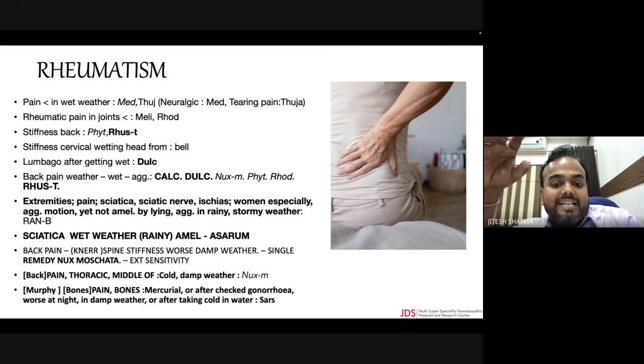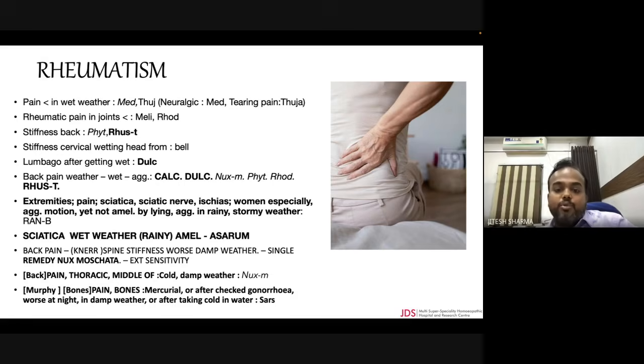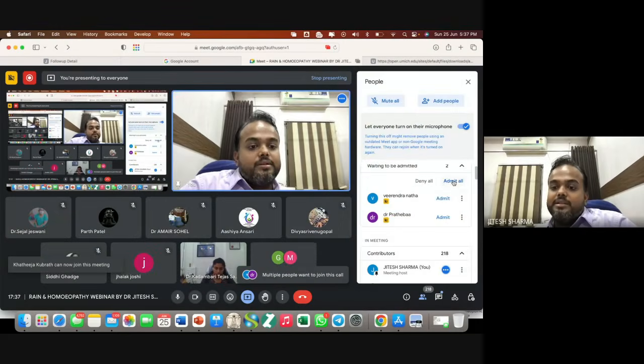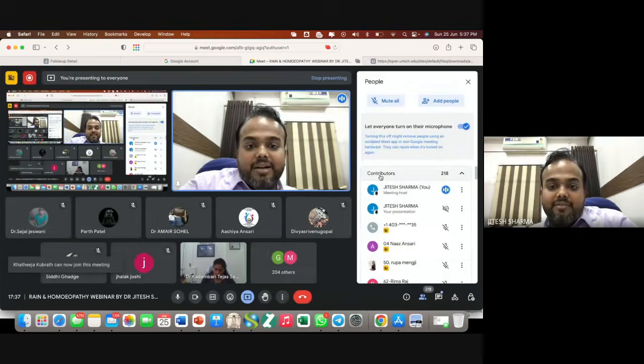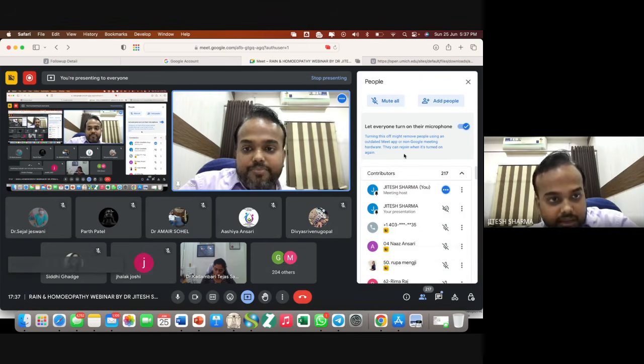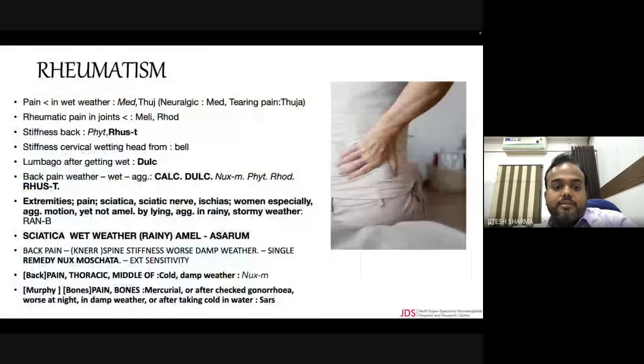Sciatica, wet weather, that is Medorrhinum. The only and only remedy where sciatica pains get better in wet weather, that is Asarum europaeum. Yes, Asarum europaeum is a remedy where sciatica gets better during wet weather.